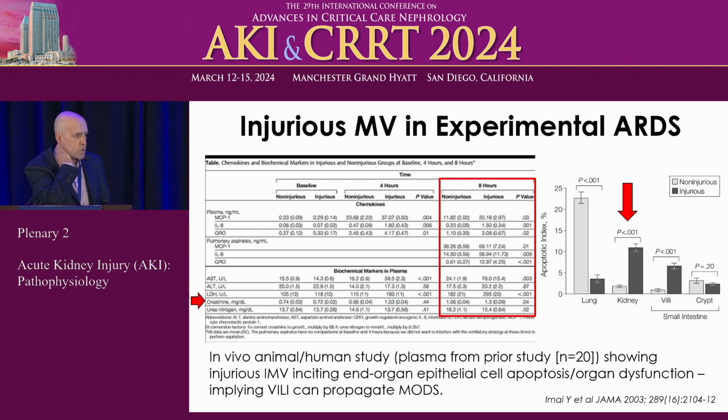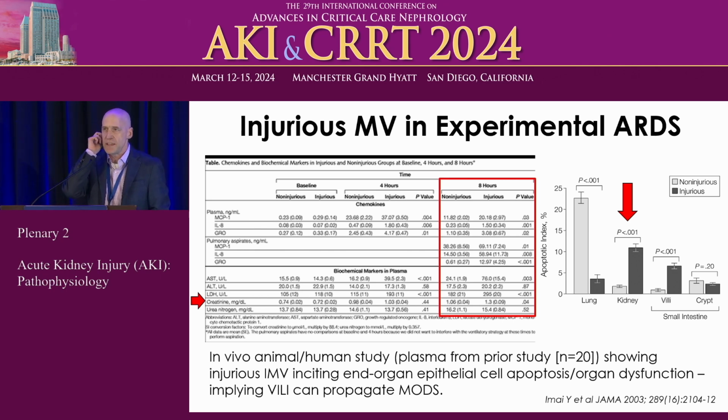And there was a follow-up done as well by the same group in Toronto, looking at in vivo animal and human studies using plasma that had been stored from patients who were receiving injurious mechanical ventilation. And they looked at, again, injurious mechanical ventilation inciting end organ epithelial injury, particularly apoptosis and other microvascular, microepithelial changes in the kidney tissue. And you can see in the figure on the right that clearly injurious mechanical ventilation was associated with an incremental risk of kidney-related detection of that apoptosis.